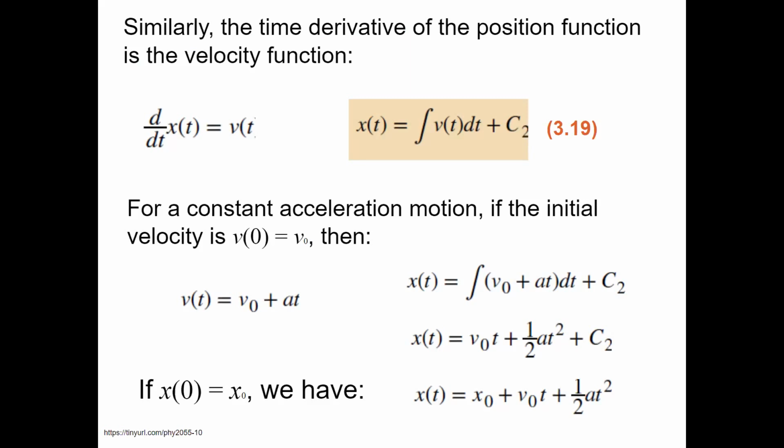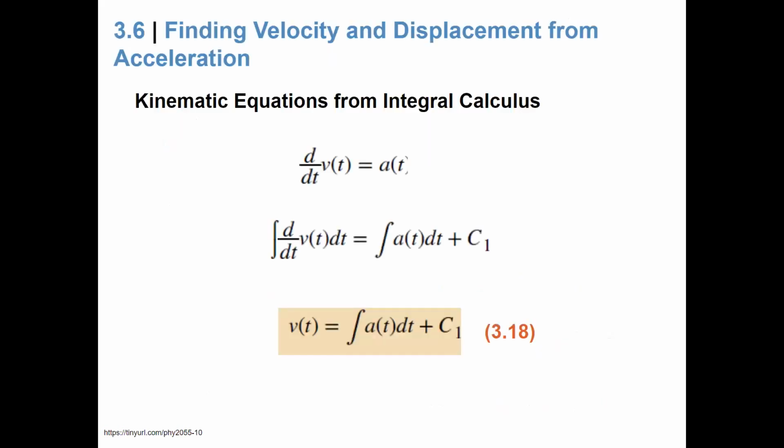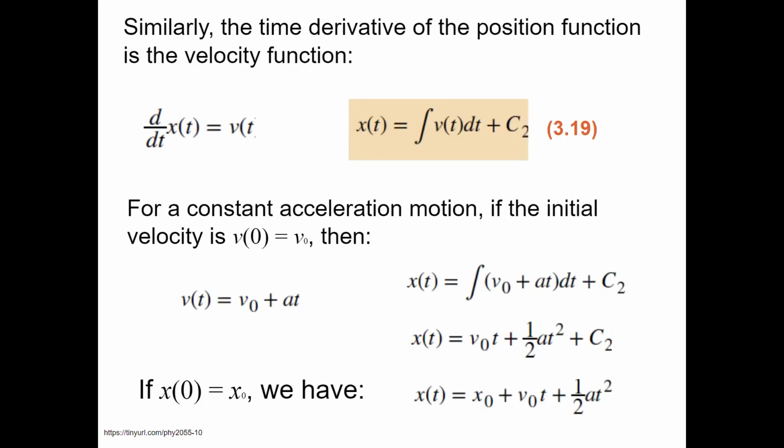A special case here is if you have constant acceleration motion, okay? And if you are given initially the velocity is a certain number, v initial, then you can do integration of the previous equation on the acceleration. So we may have to go back one slide here. When you do integration of this, if a is constant, not a function of time t, then if you do integration of a constant with dt, you simply multiply that constant by t, okay? So v is equal to at plus a constant number, which will be your initial velocity. So then v is equal to initial velocity plus a times t, okay?